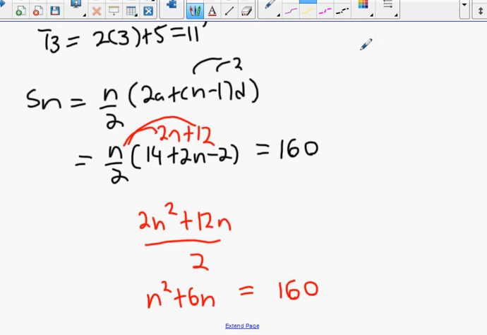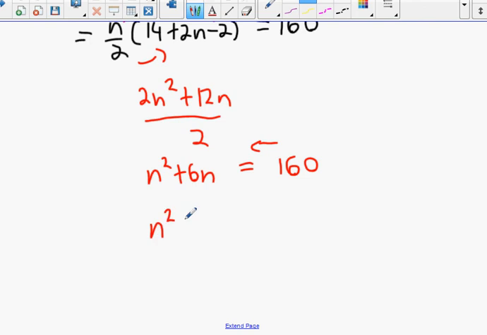Because if you have something like this, Sam, x over 2 equals 5. What number divided by 2 equals 5? 10, right? But to get 10, you'd have to multiply the 2 by the 5. In the same way, that 2 would have been brought up to get multiplied by the 160. That's another way of doing it, okay? And then bring over the 160, and what happens then? N squared plus 6n minus 160 equals 0.